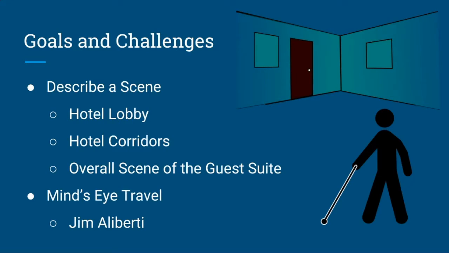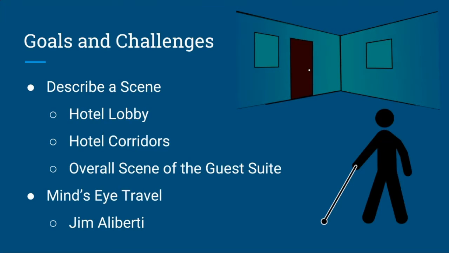Moving forward, our goals and challenges with our system. Our goal is to describe the scene of a typical hotel. All hotels have certain things like a main lobby, corridors, and of course they have guest suites. The trouble is not all hotels have the same floor plan or are laid out the same, as demonstrated by the This American Life episode.